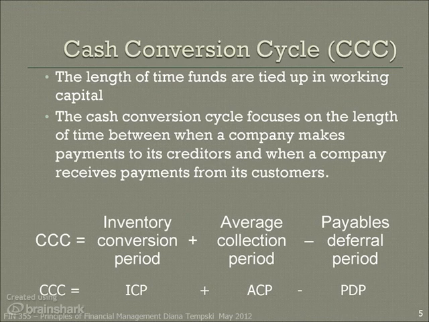You can compute it by taking the inventory conversion period, adding in the average collection period, and subtracting out the payables deferral period. In abbreviated terminology, the CCC equals the ICP plus the ACP minus the PDP. Could be some kind of new little rap if you were so inclined.